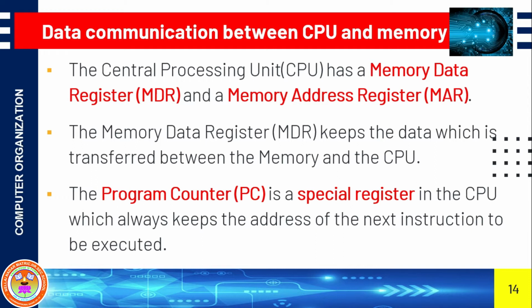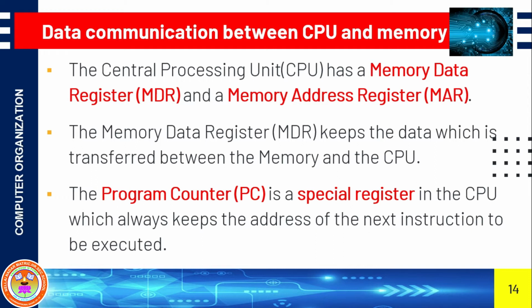So first of all, the CPU has two different parts. Number one, memory data register, that is MDR. Number two, memory address register, that is MAR. So what is the difference between these two, and what will it do inside the CPU? Okay, we'll see one by one.